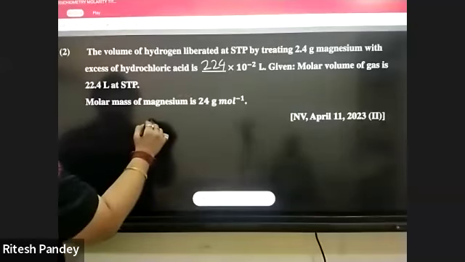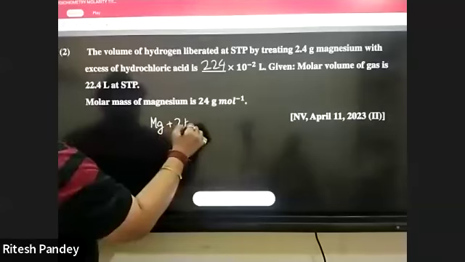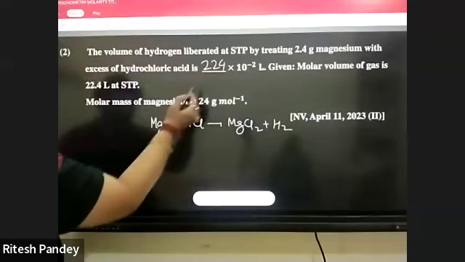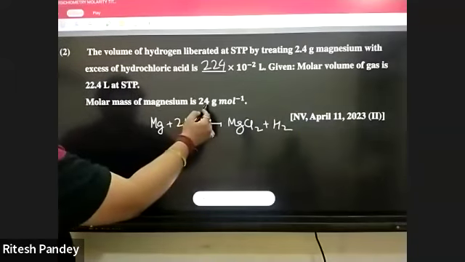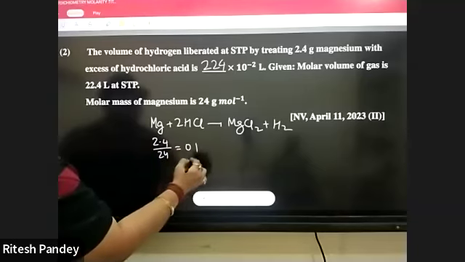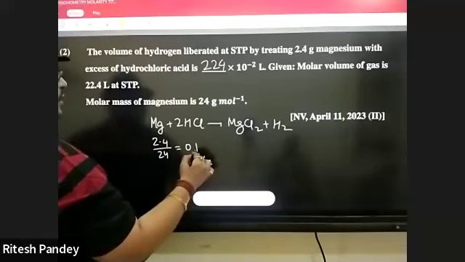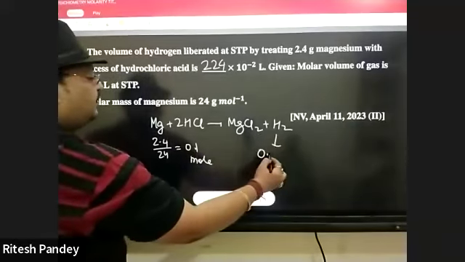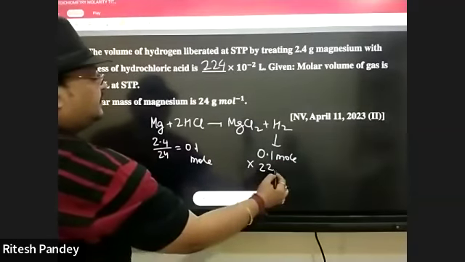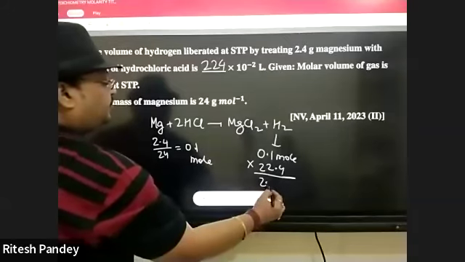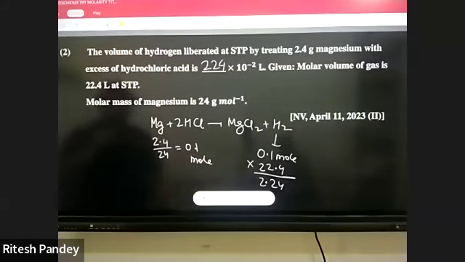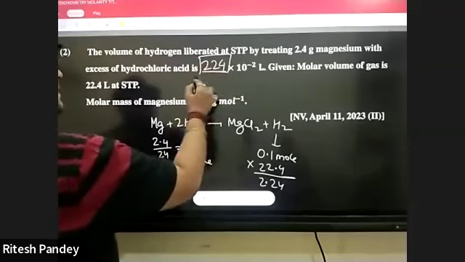Yet again, these are small little questions, but I hope you all would want to do them in priority in the real exam, a free scoring opportunity. Naturally, 2.4 gram would mean it's 0.1 mole, and 0.1 mole will naturally give you 0.1 mole of hydrogen. So 0.1 mole of hydrogen would amount to 2.24, I believe. 2.24 is the required answer, and 10 to the power minus 2 would naturally mean it's 224 into 10 to the power minus 2.